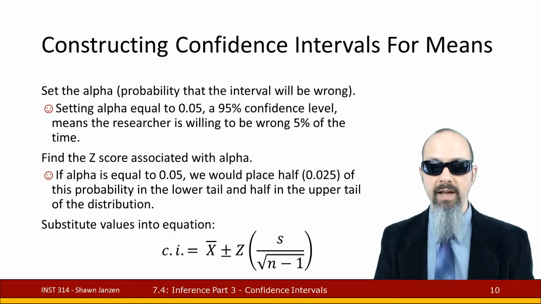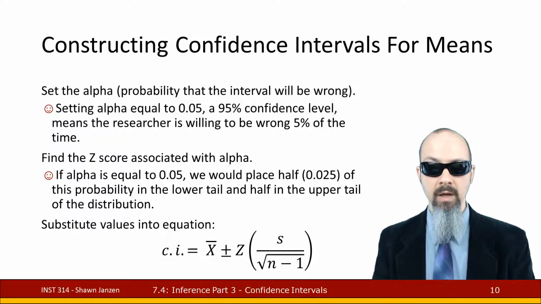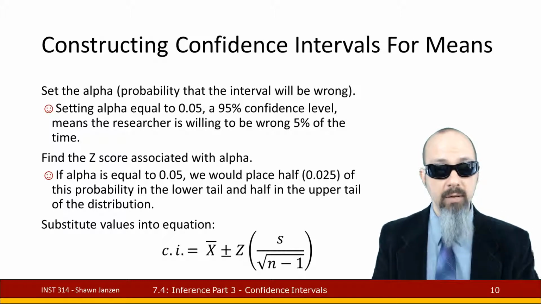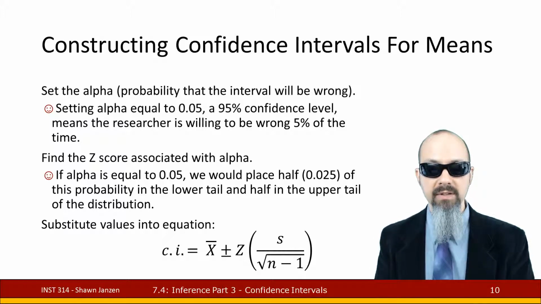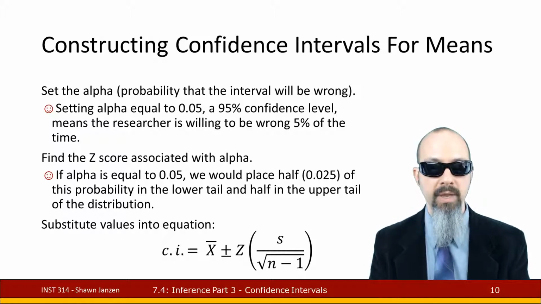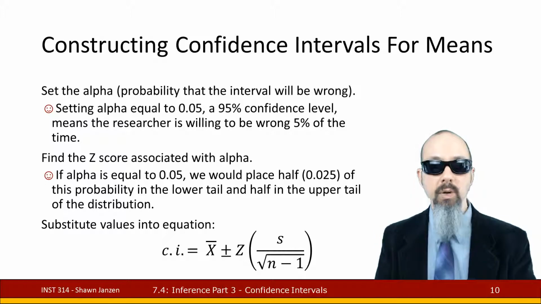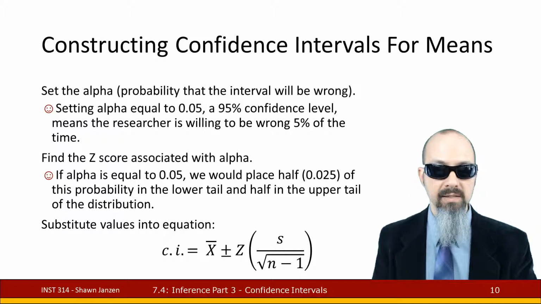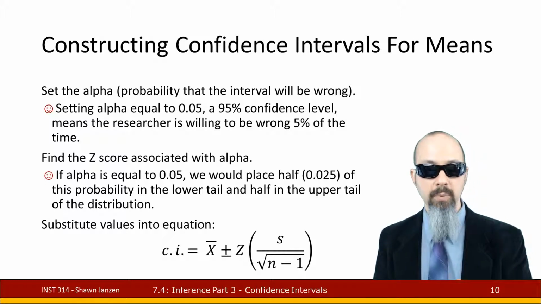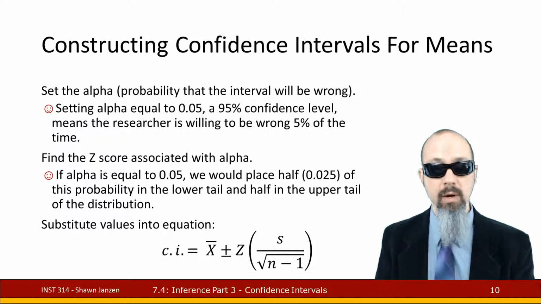So let's go ahead and find a z-score associated with a given level of alpha. If alpha is 0.05, and we're looking at a two-tail proportion here, we could place half of that probability in the lower tail and half of it in the upper tail of the distribution, in which case it is 0.025 on one side and the other. So we can substitute these values into the equation where the confidence interval is equal to your sample mean x bar plus and minus, because we're going to get two sides of the interval, the z-score you're looking at, times, in parentheses, the standard deviation divided by the square root of n minus 1.